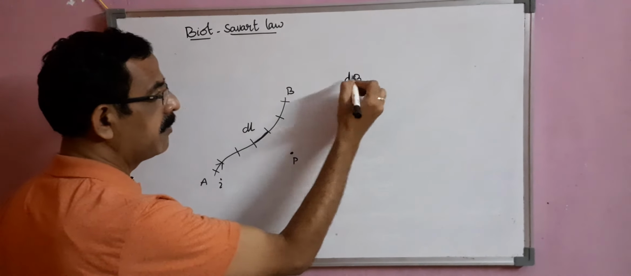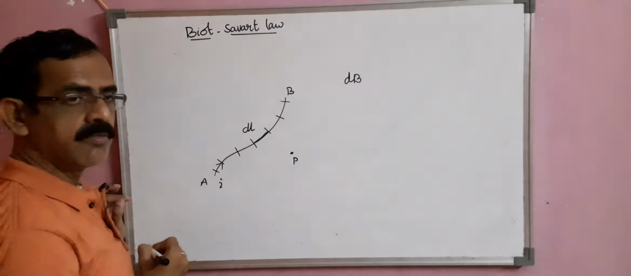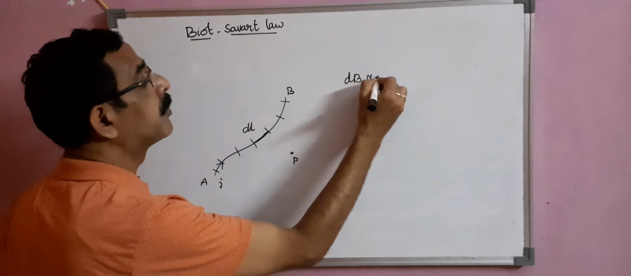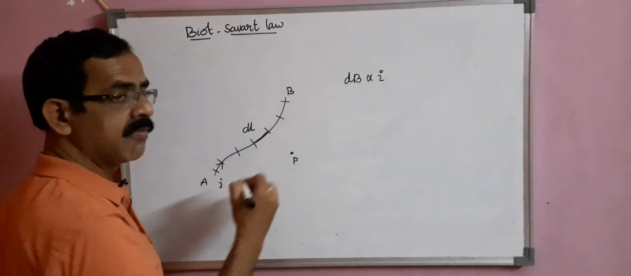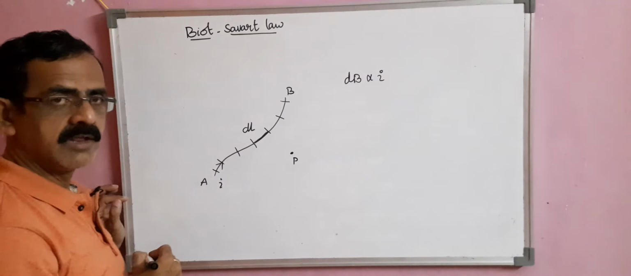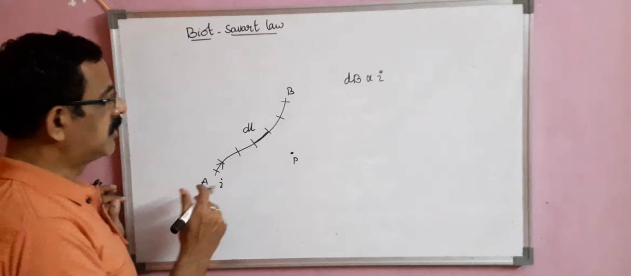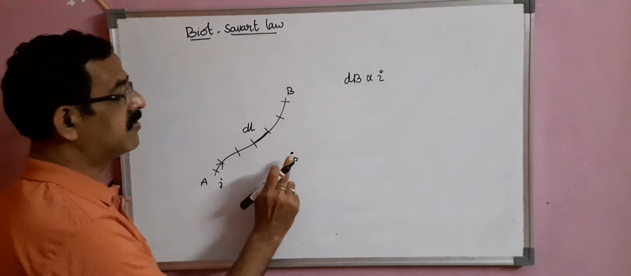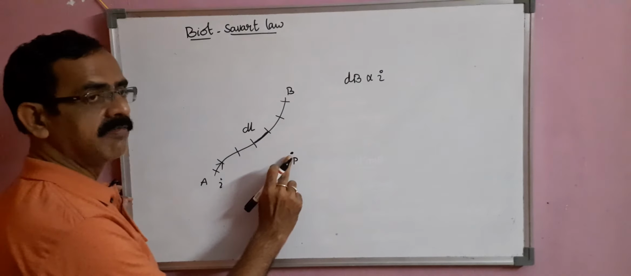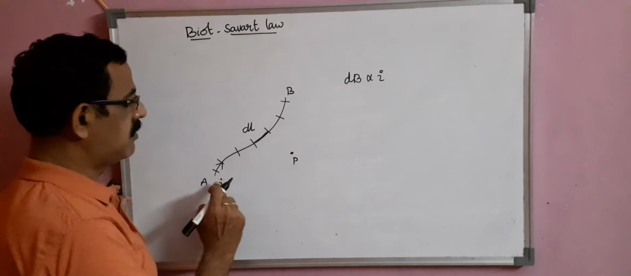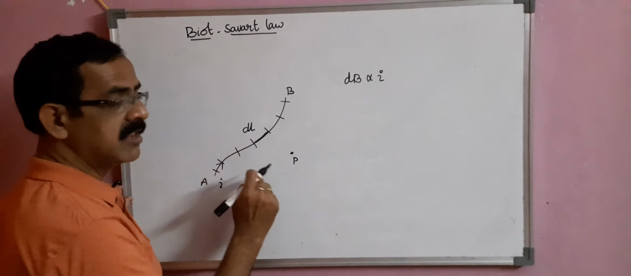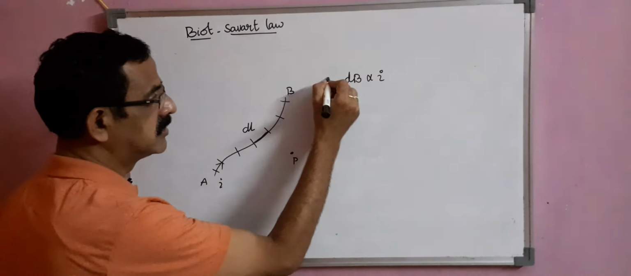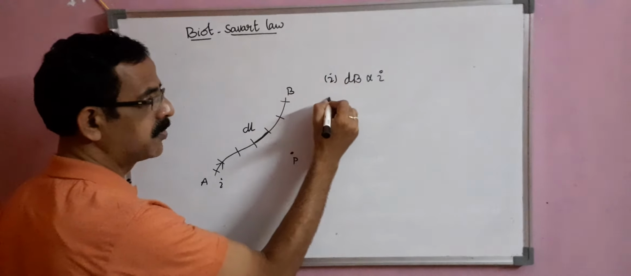due to this element is directly proportional to the current flowing through the conducting wire. That is, when the magnitude of current is increasing, the magnetic field is increasing. When the magnitude of current decreases, the magnetic field at the point decreases. This is the first observation, first point.